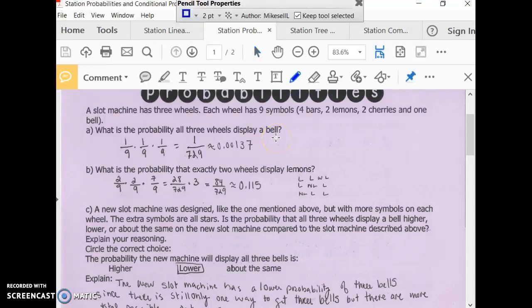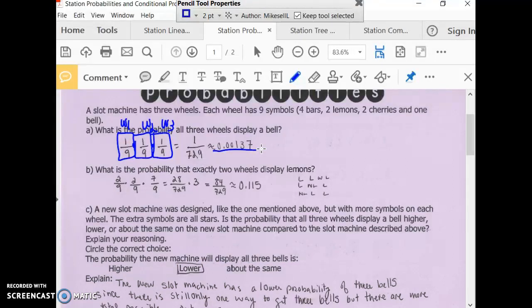I have one way to get a bell, so I have one way out of 9 on my first wheel. This is wheel 1, right? Then I got wheel 2, wheel 3. How many ways can I get a bell on the first one? 1 out of 9. Second one, 1 out of 9. Third one, 1 out of 9. And I'm timesing. And then I get 1 over 729, which is this. So if that's like the big money, you have less than a percent to win.